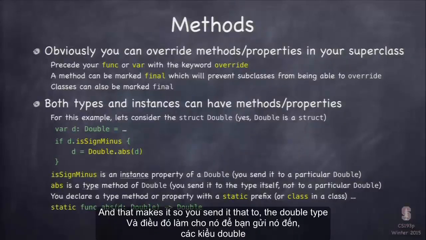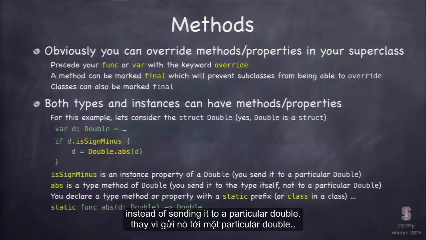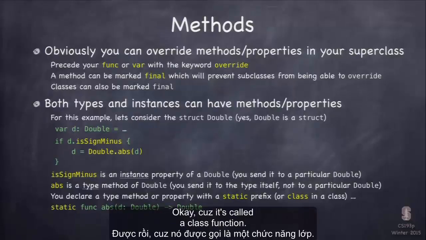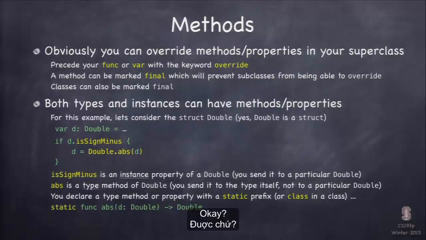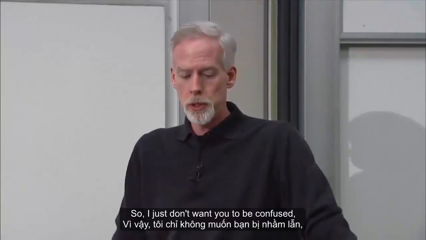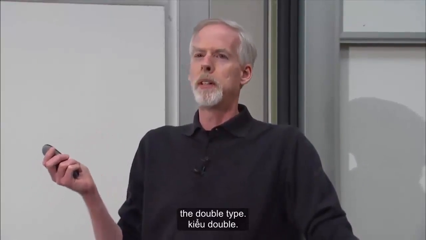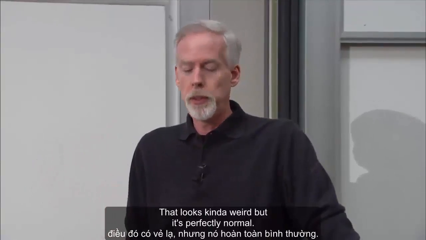And that makes it so that you send it to the double type instead of sending it to a particular double. In a class, you use the word class, not static, because it's called a class function. So I just don't want you to be confused when you start seeing methods like abs that are sent to the double type. That looks kind of weird, but it's perfectly normal.